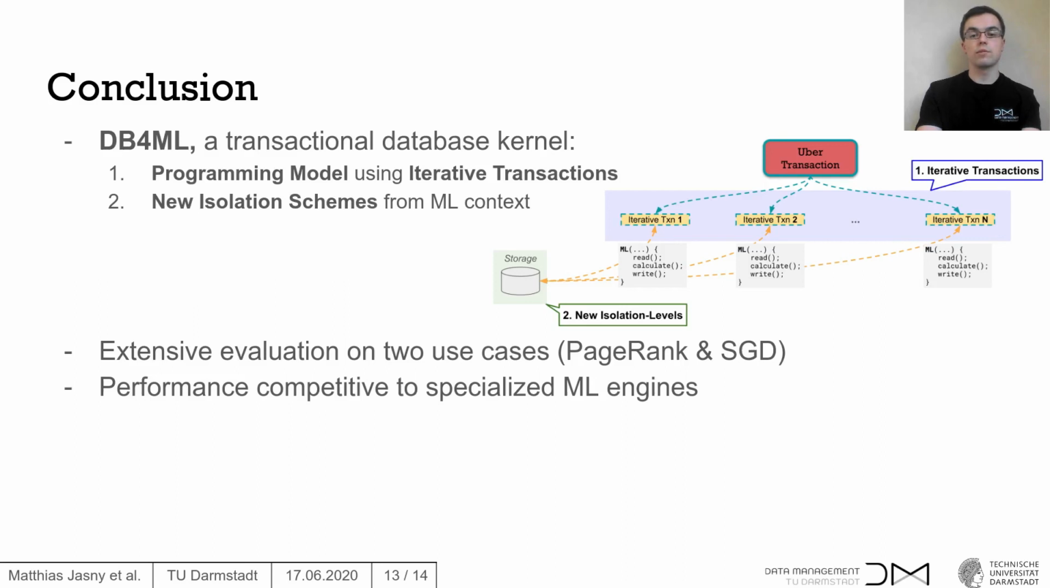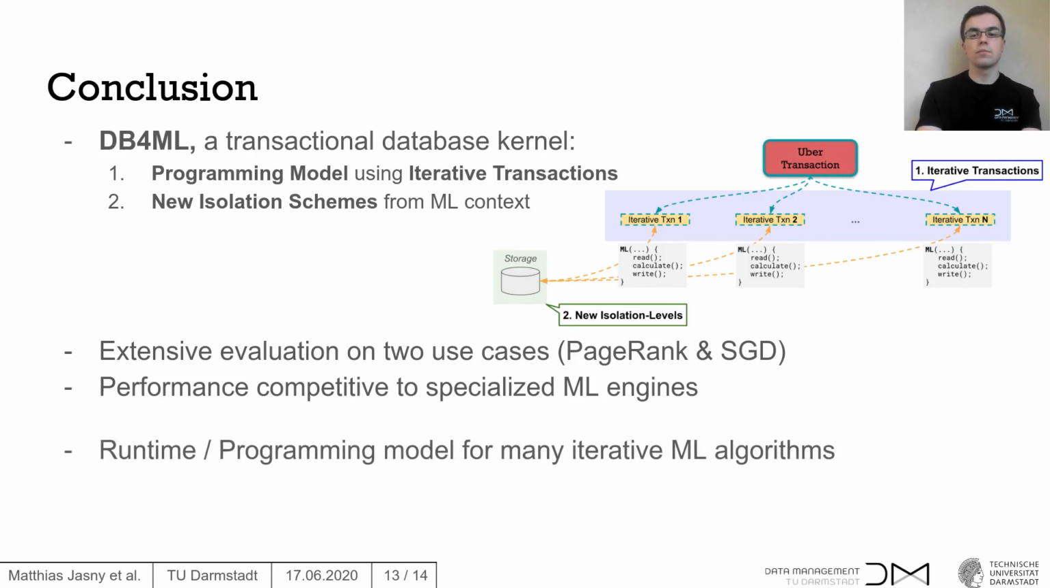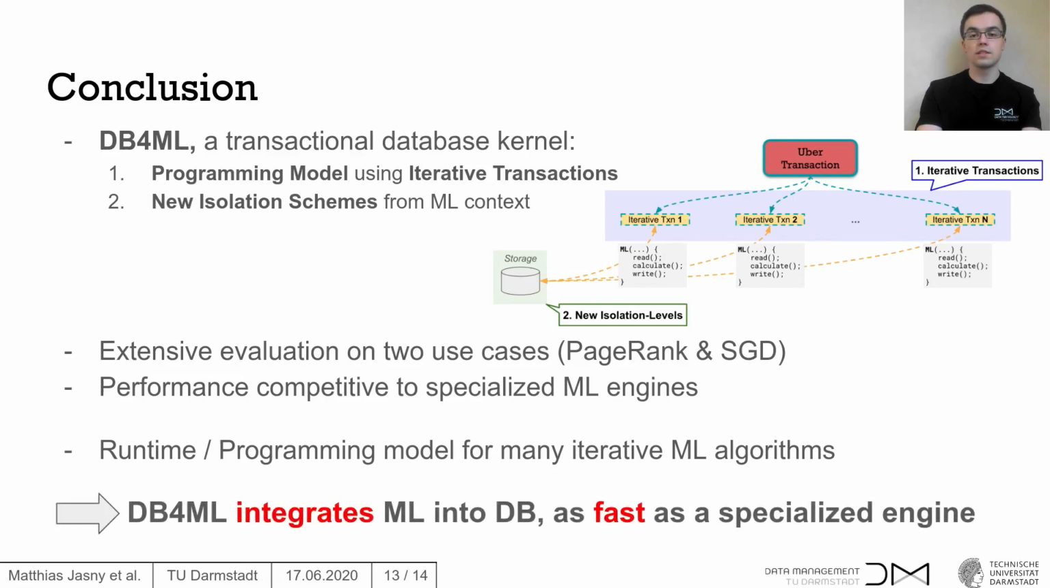Due to the high-level programming model of transactions, all implementations of ML algorithms inherit all optimizations from the underlying database, and the user doesn't have to worry about low-level hardware-dependent optimization. Our runtime and programming model using transactions can be used for various ML algorithms which use iterative concepts and is not limited to the two presented use cases. So DB4ML integrates machine learning into databases as fast as specialized engines.